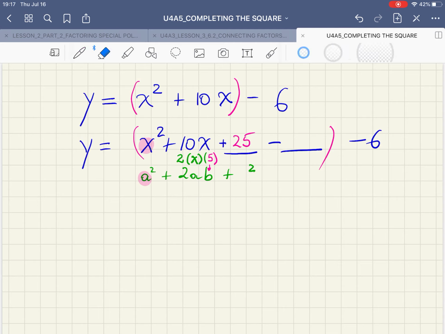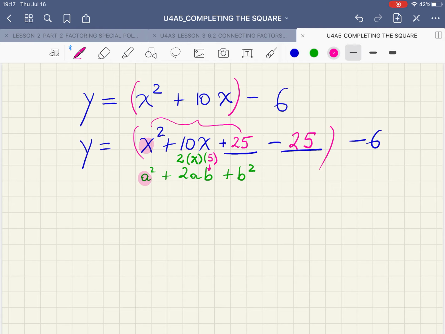Okay? So why the number 25? Because I just discovered that b was 5 in there. And then subtract 25. And see how we ended up with a perfect square trinomial in here? And we know what we're going to do with negative 25, right?